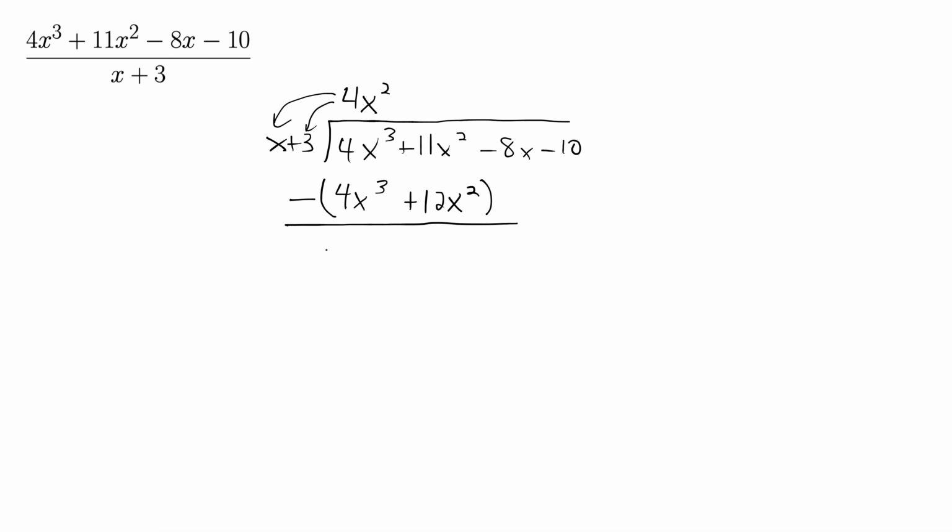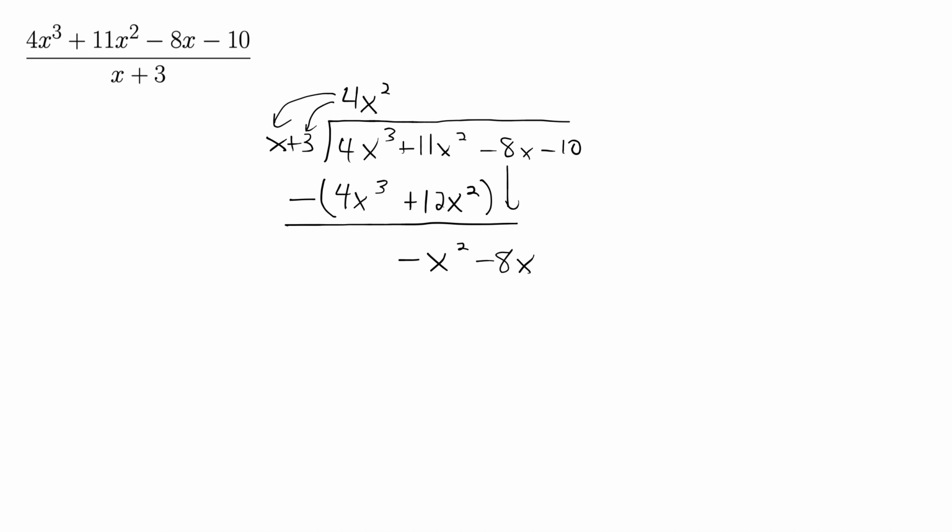By design, there's nothing here, right? You should get nothing right there. If you get something there, something's gone terribly wrong. And here we have 11x squared minus 12x squared, which is minus x squared. Bring down right here, minus 8x.